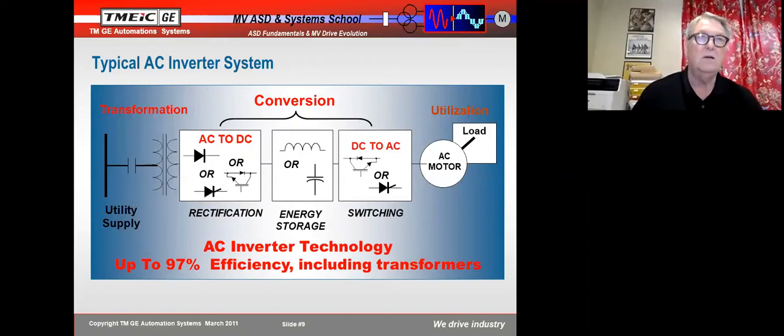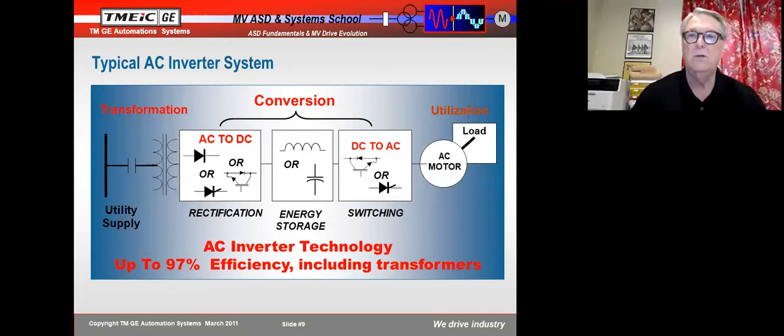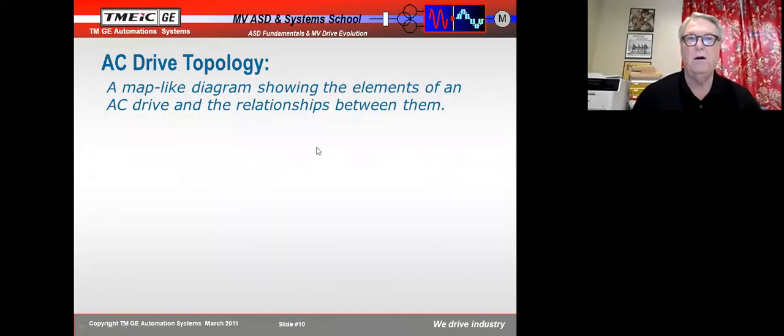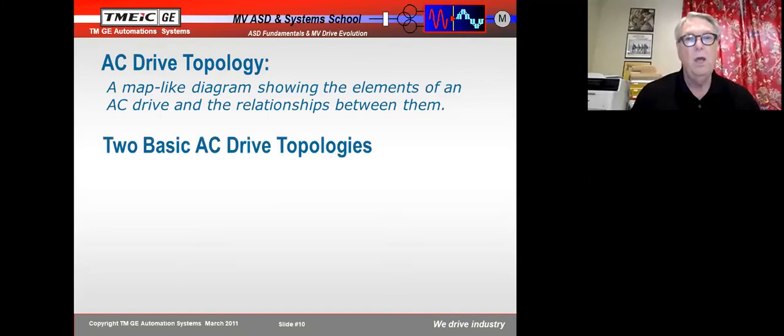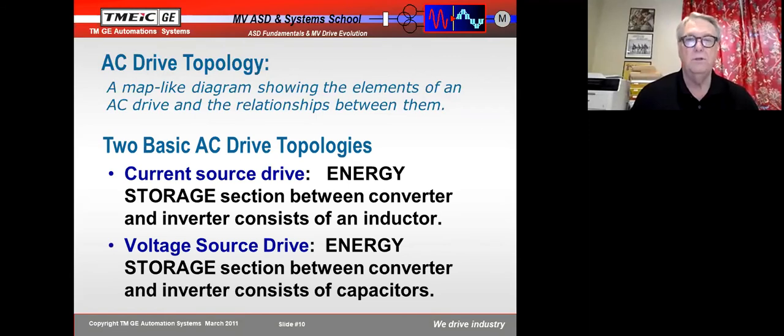If it's an inductor, inductors try to keep current constant, and so we call that a current source inverter. If it's a capacitor, then capacitors tend to keep the voltage constant, and so we call that a voltage source inverter. We'll talk a little bit more about current source inverters, but they are mostly a feature of history. Not many people use them anymore. Okay, so there's our current source, and there's our voltage source.